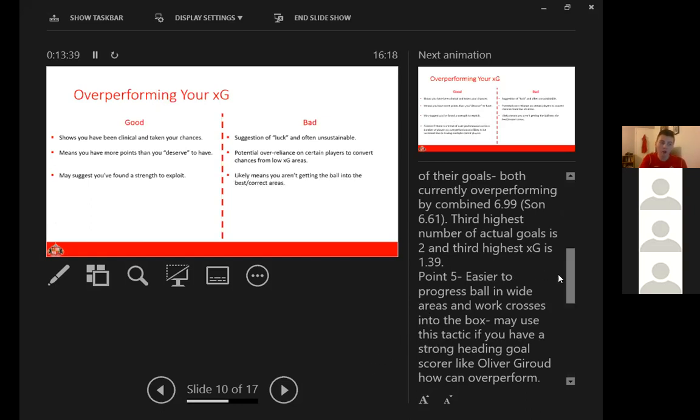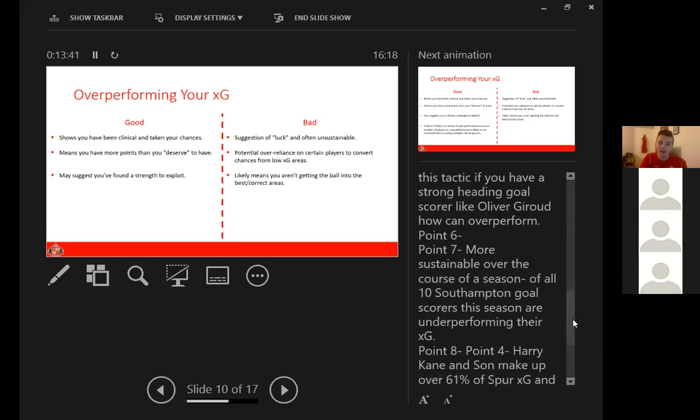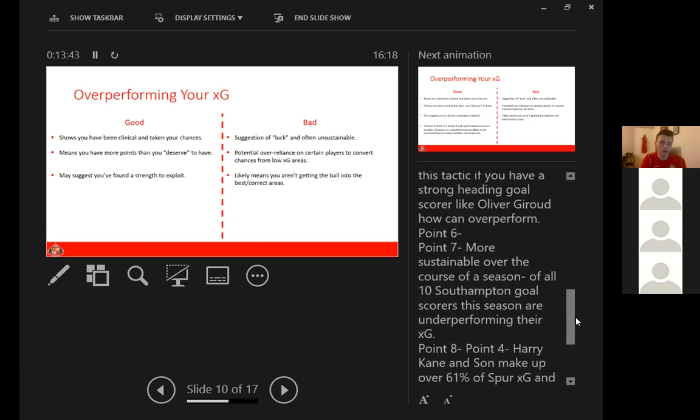That means you aren't getting the ball in the correct areas. So again, if you're overperforming your XG, it means that your shots are better than they should be. So why is that? If you've got a low expected goals, it likely means that you're not getting chances in the right areas. It might be that you're shooting from outside the box, or that they're headed from range. So it doesn't exactly have the right connection with it. It doesn't show that you're getting the balls into where you want them to be.